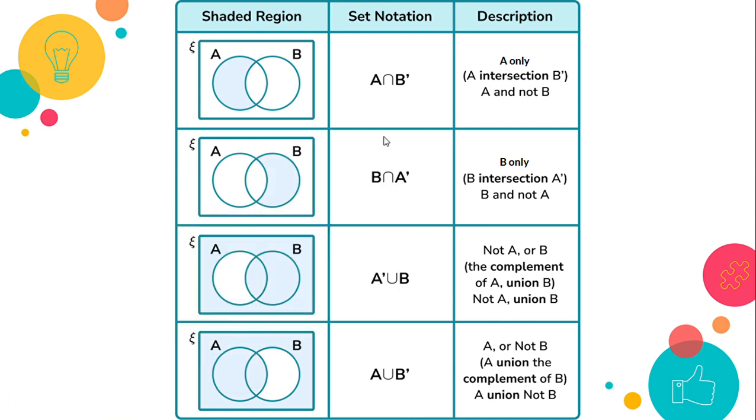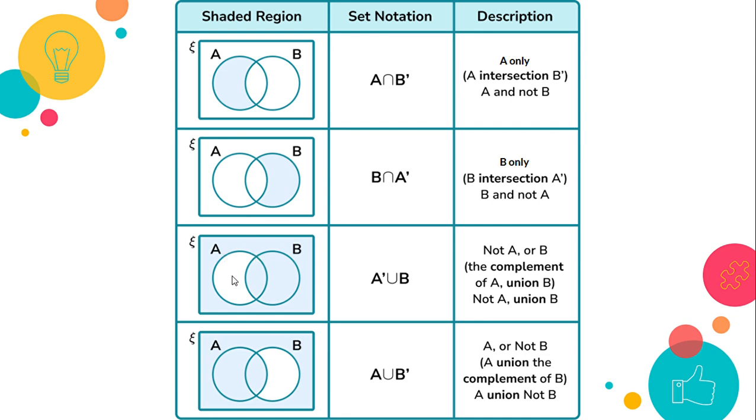So going on to the next one, this is now B only. We can see that it's the elements that are unique to set B alone. So it's the elements that are in B that are not in set A. And again, we can describe this region as where B intersects A complement.